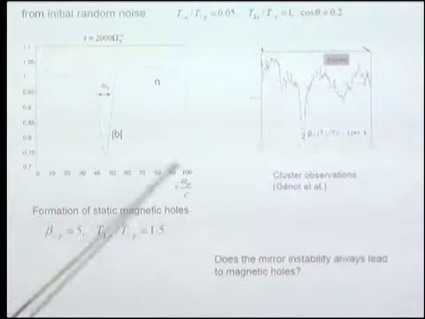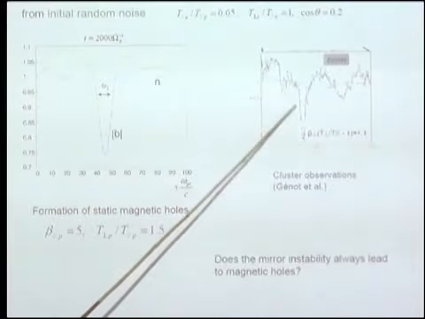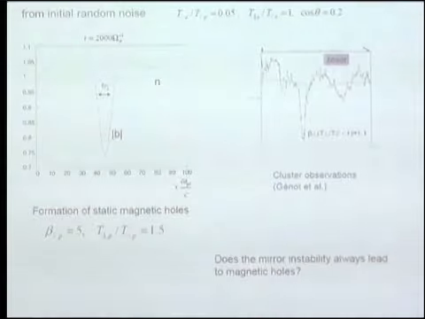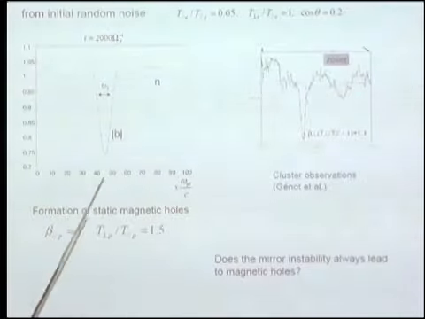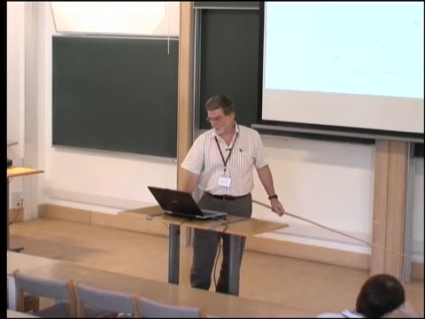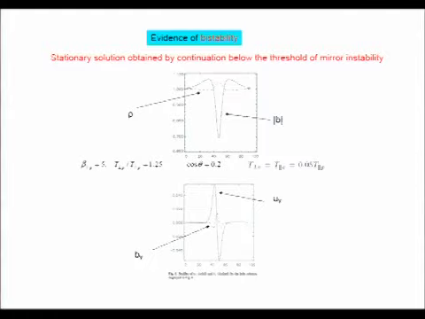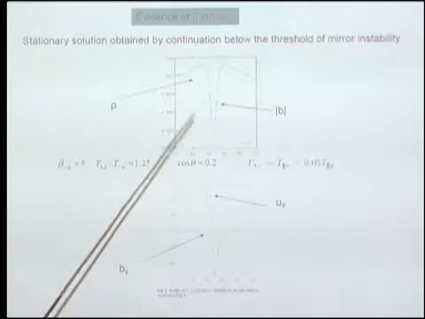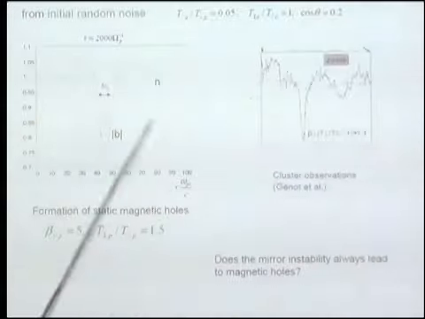And the plot actually compares quite well with cluster observations shown in this paper. But the question arises of whether this mirror instability always leads to magnetic holes. It seems to lead to magnetic holes in this fluid setup, but is it true in our setup?